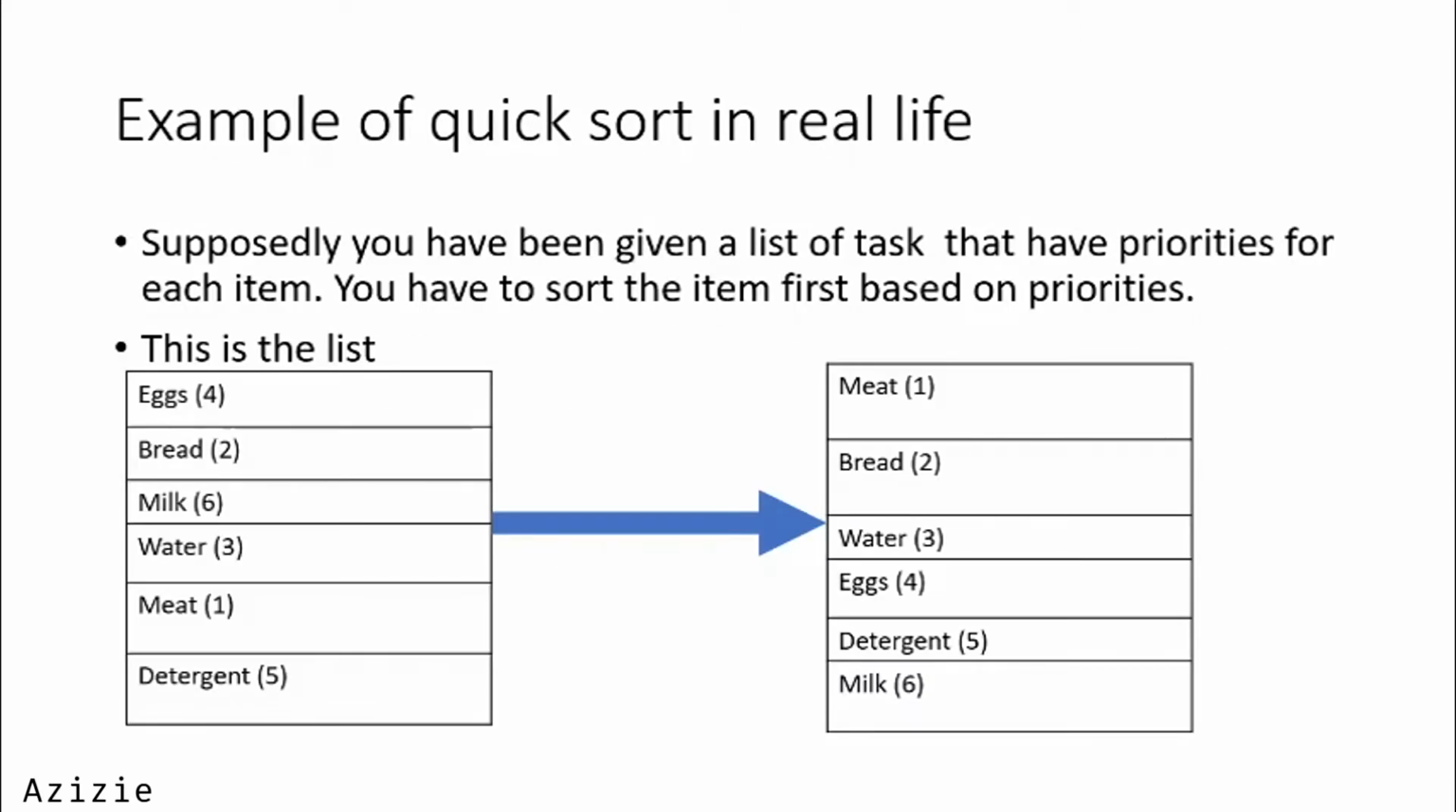So, what is an example of quicksort in real life? Supposedly, you have been given a list of tasks that has priorities for each item. You have to sort the items first based on the priorities. For example, we have the list here. We have eggs, bread, milk, water, meat, and detergent. The number beside them is the order of the priorities. So we will be using quicksort to sort the list here, and it will be like this: the meat, bread, water, eggs, detergent, and milk.